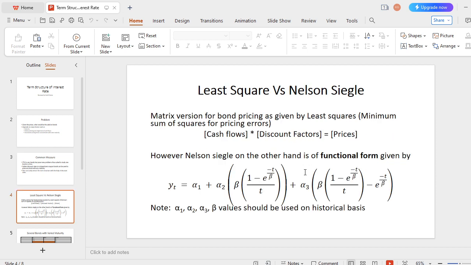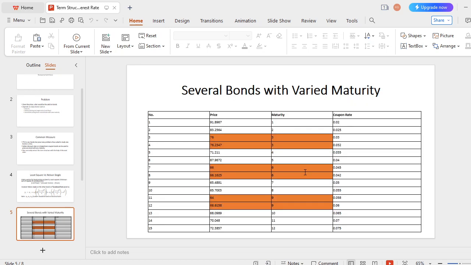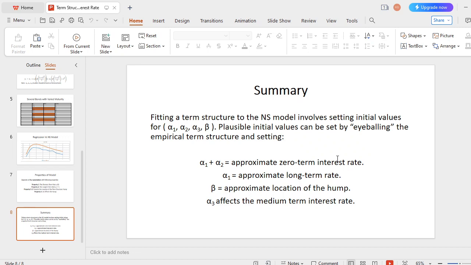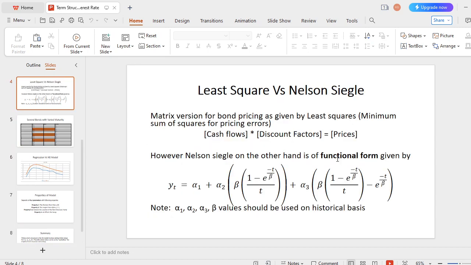So what I'll be doing is using this formula to compute a yield curve, and using these bonds to first estimate the yields through regression. Then I will compute the NS model, and I'll be using a solver to estimate the appropriate alphas and betas which are used in this model: alpha 1, alpha 2, alpha 3, and beta. So these four parameters I need to find out, then I can draw a curve out of this.